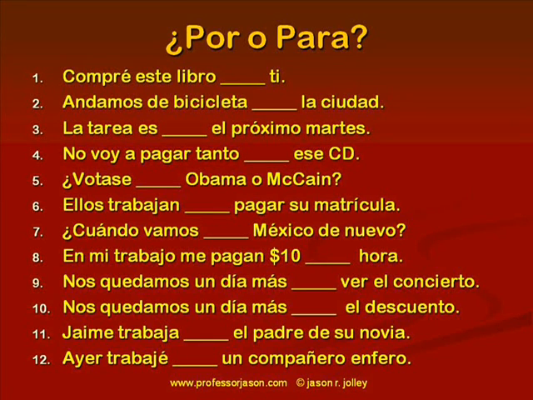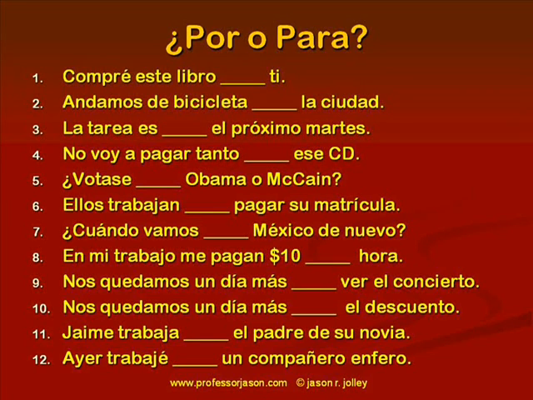Number two, we ride our bikes around the city. Not to the city, but we ride our bikes around town. Number three, the homework is due next Tuesday. We have to finish it and turn it in by next Tuesday, the deadline. Number four, I'm not going to pay that much for or in exchange for that CD. Number five, did you vote for Obama or McCain? Number six, they work in order to pay their tuition. So they're working to pay their tuition.